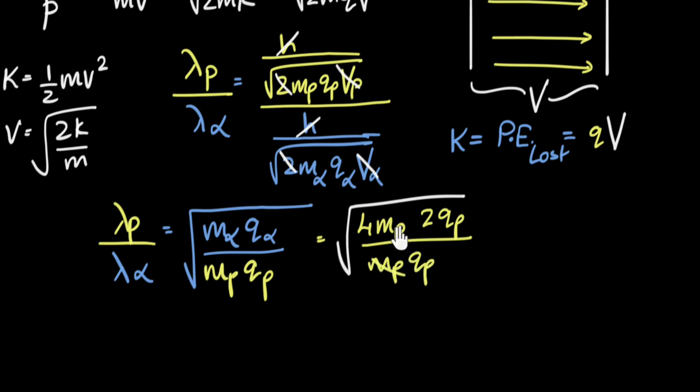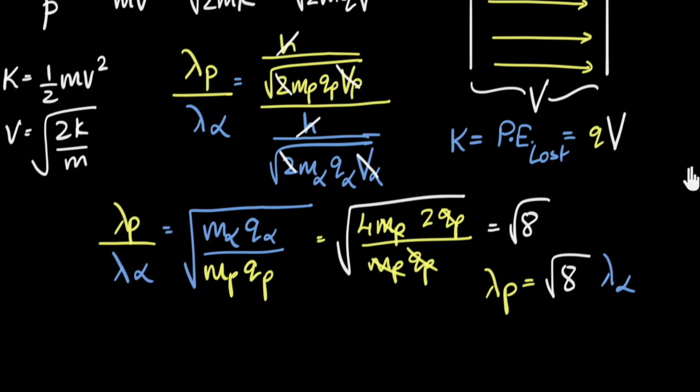And there we go. We can cancel stuff now. And we get root 8. We can calculate what that is, but I'm just going to leave it as root 8. So that means we get the wavelength of the proton to be root 8 times the wavelength of the alpha particle. And there we go. That's our final answer.